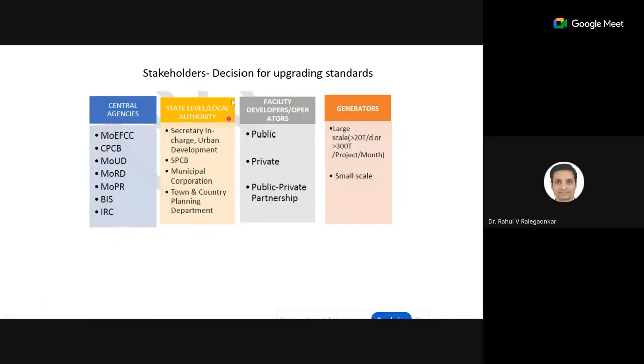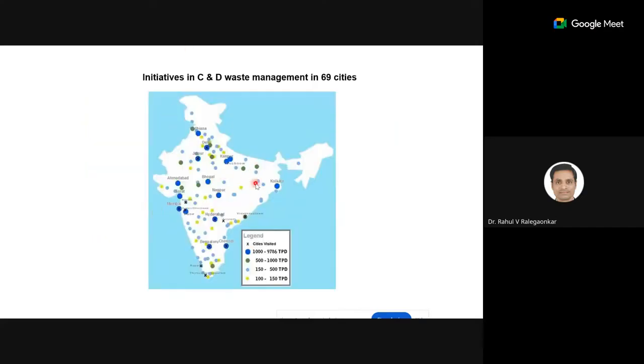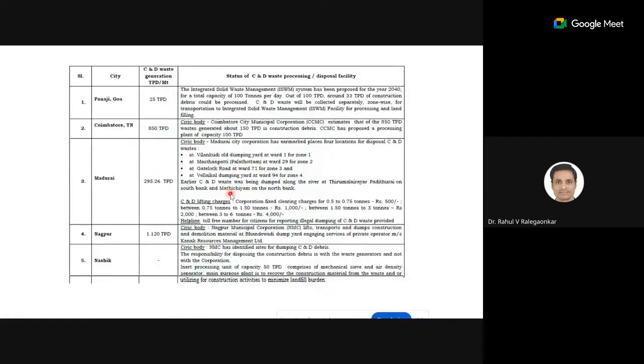Coming back to the stakeholders, we say we will require support at various levels, where you have someone from a central agency, somebody from state level, somebody as a faculty, a developer, and then a waste generator. If all of us can join hands, we can solve one particular issue of utilization of aggregates. Do we have enough number of C&D solutions? The answer is yes.